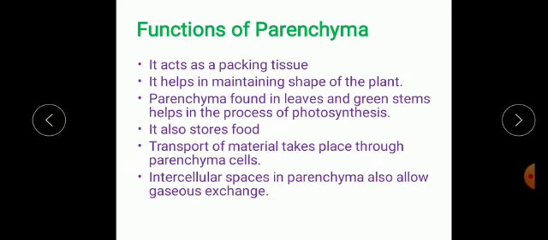Functions of parenchyma. It acts as a packing tissue. It helps in maintaining shape of the plant. Parenchyma found in leaves and green stems help in the process of photosynthesis as they have chloroplasts in them. It also stores food. Transport of material takes place through parenchyma cells. Intercellular spaces in parenchyma also allow gaseous exchange.